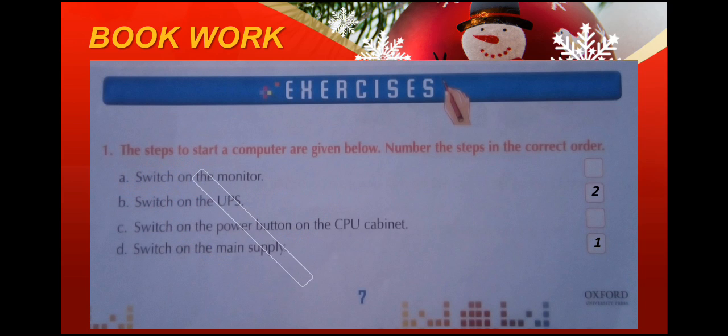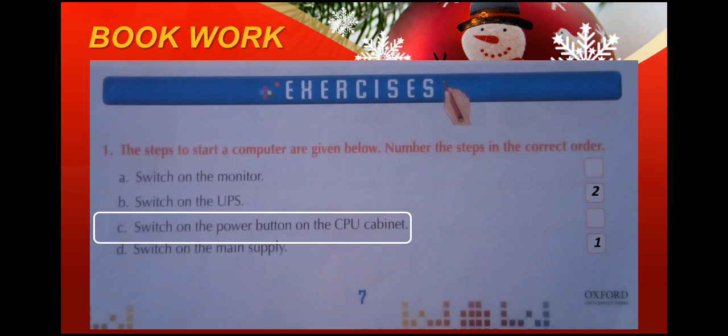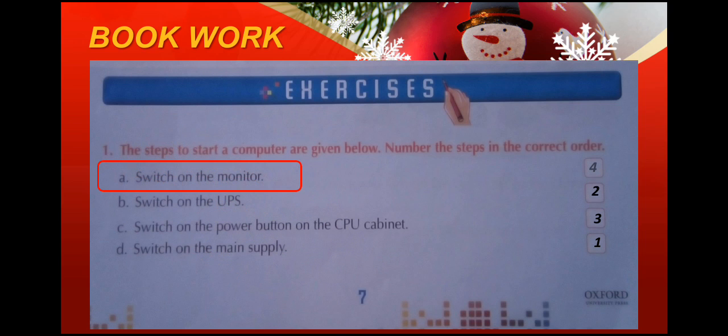Okay, after switching on the UPS, what do we have to turn on? Now we have to turn on the CPU cabinet power button. I have already told you in the previous video. Yes, the CPU cabinet has a power button. We have to push it to turn it on. Okay, we will give it step number 3. Now after turning on all these things, what do we have to turn on? We have to switch on the monitor. That is our last step, step number 4. Now your first screen, the desktop, will appear in front of you to start your work. Your computer is turned on.